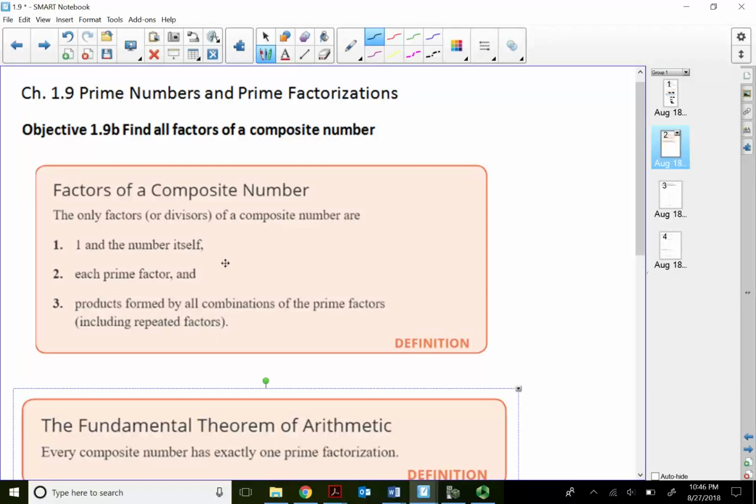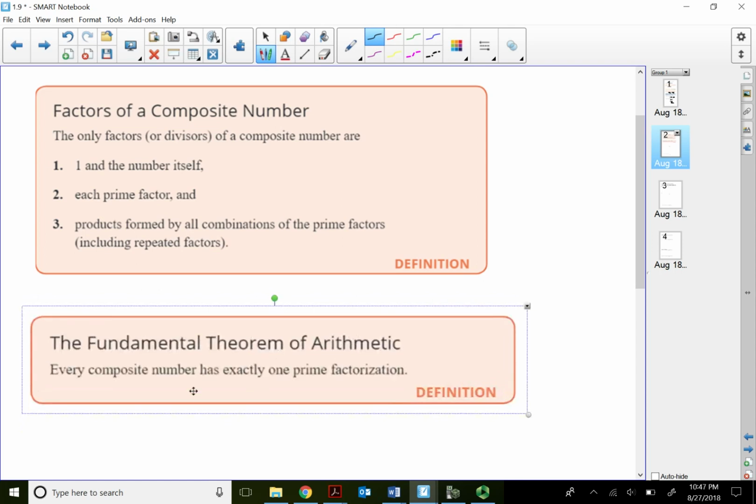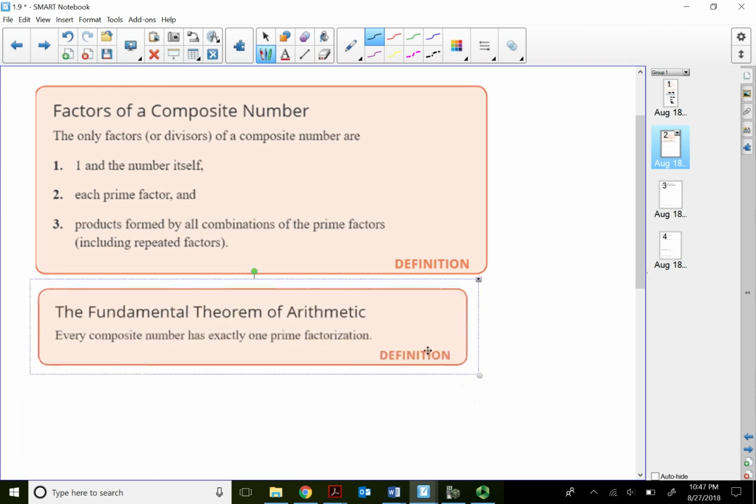It's always going to be one, itself, and each prime factor, and the products formed by all the combinations of prime factors, even including the repeated factors. So basically, these three things are the basic breakdown of what makes up composite numbers. All right, so this is very interesting. The fundamental theorem of arithmetic says every composite number has exactly one prime factorization.